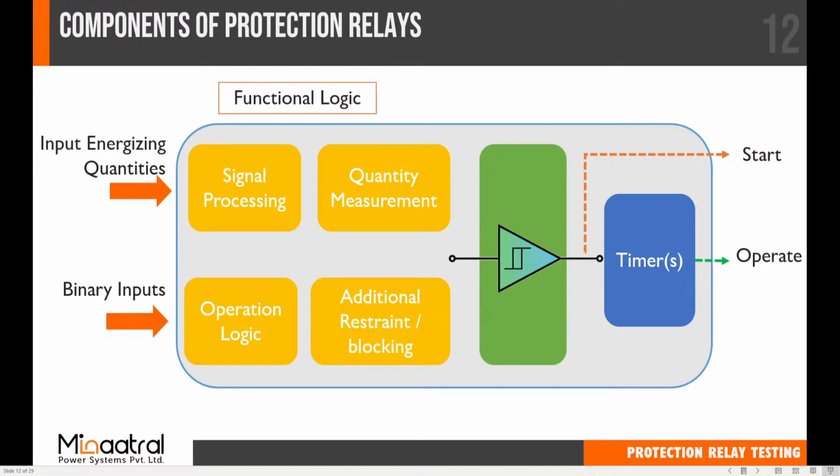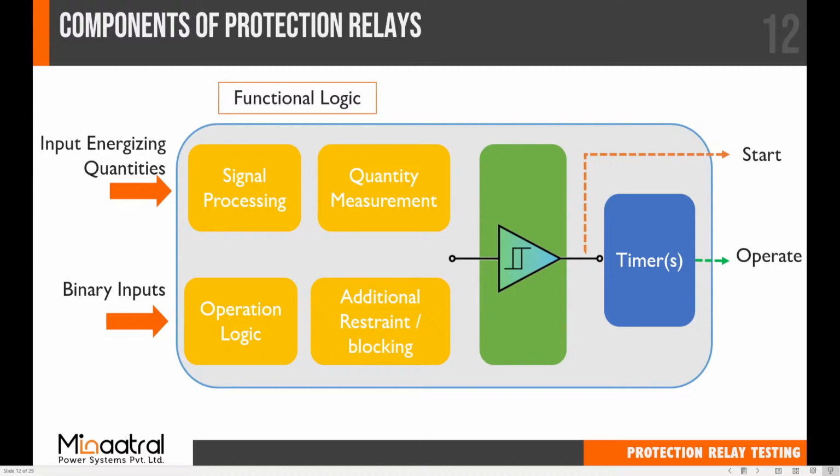At the heart of your protection relay is going to be a comparison element, right? Like we already said, the energizing quantities along with your binary inputs would give you a certain level of operational logic and measured quantity, but it will be compared with certain settings. It can be one particular parameter or multiple parameters. And if the comparison element is enabled or becomes high, then the pickup signal or the start signal is generated and the timer is started, right?